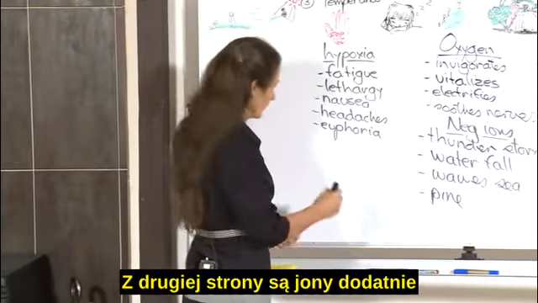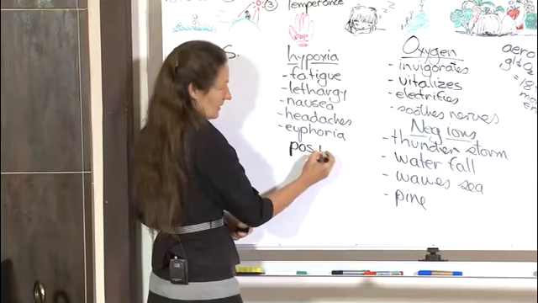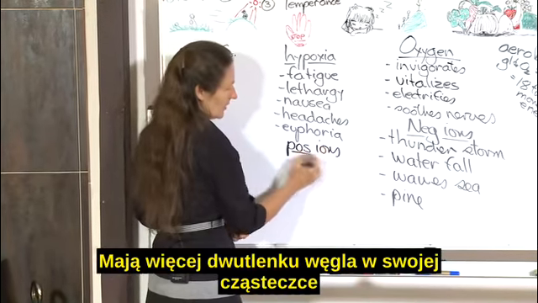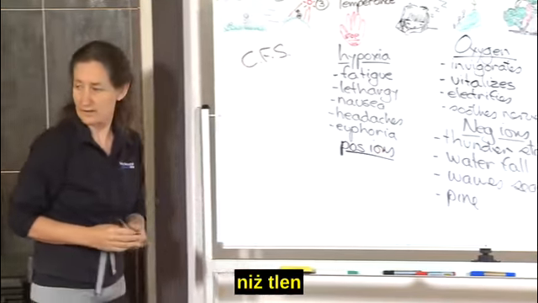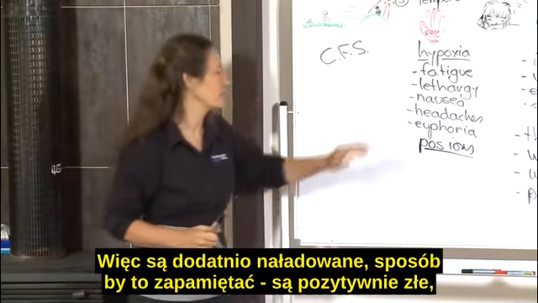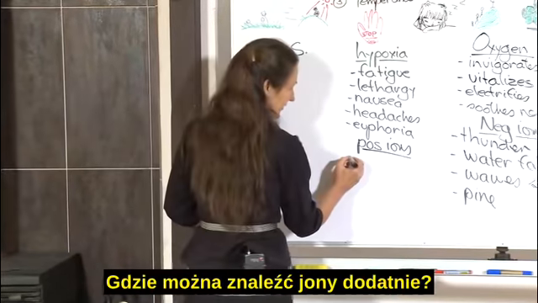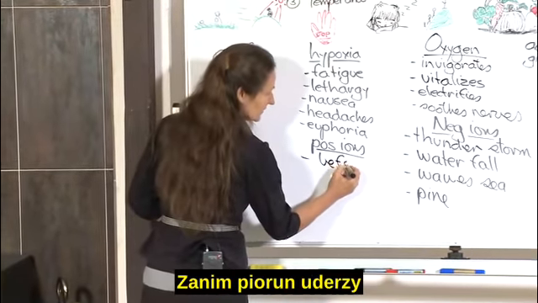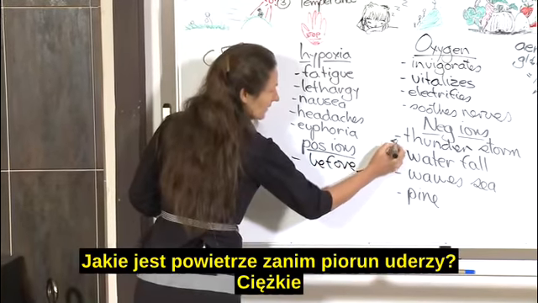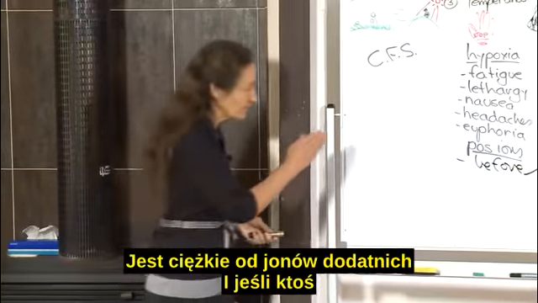On the other hand, you've got positive ions. Positive ions have more carbon dioxide in their molecule than oxygen. So they have the positive charge. The way to remember it is they're positively bad. They're not the good guys. Where do you find the positive ions? Before the thunderstorm hits. And what's the air like before the thunderstorm hits? Heavy. It's heavy with positive ions.